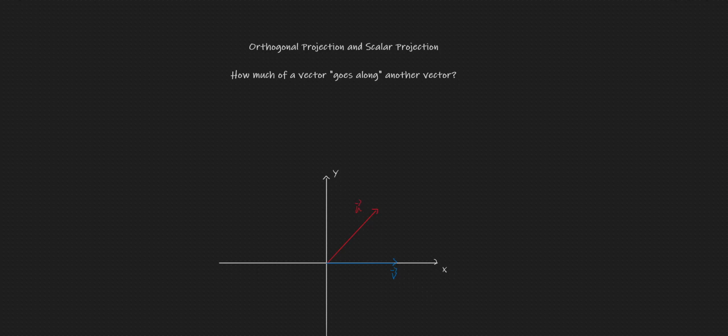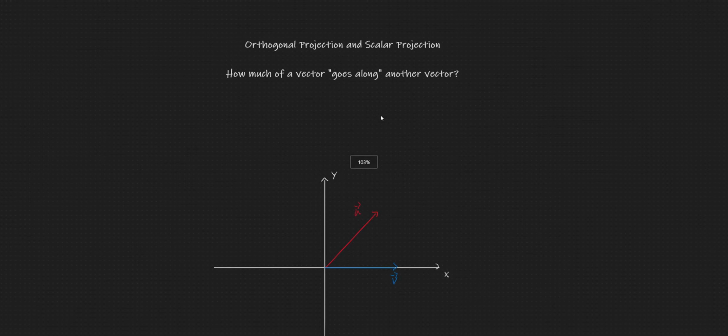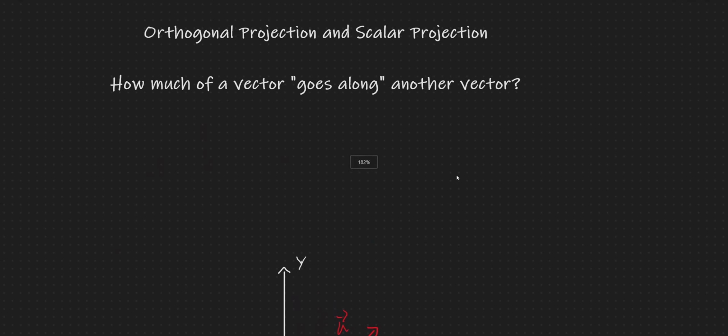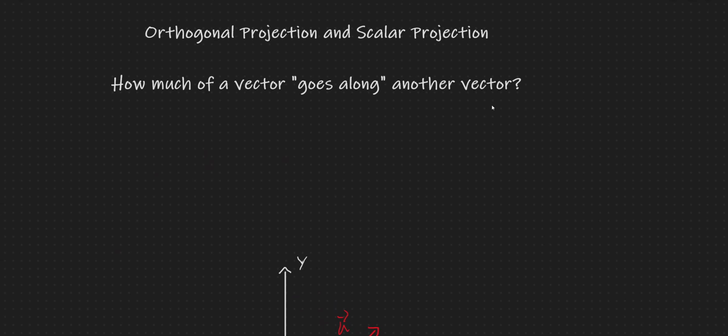Hello and welcome back. In this video, we introduce two new concepts, really two variations of the same concept, and these are orthogonal projection and scalar projection. And these are two different ways of answering the question, how much of a vector goes along another vector?